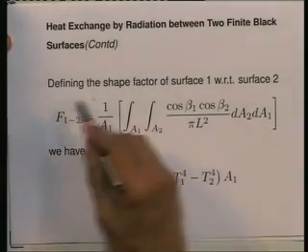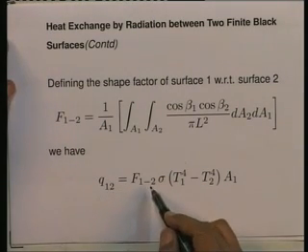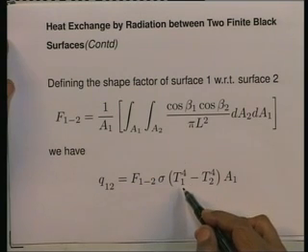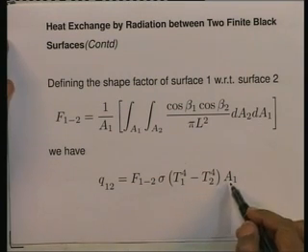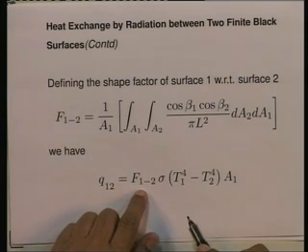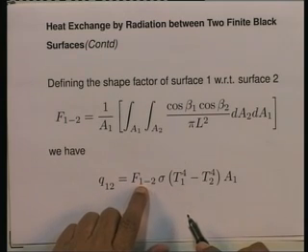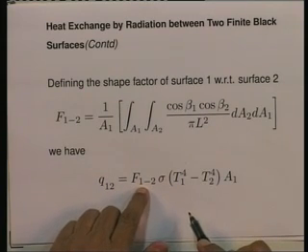If we use this definition of shape factor, our expression for q 1 to 2 becomes q 1 to 2 is equal to F 1 to 2 sigma (T 1 to the power of 4 minus T 2 to the power of 4) into A 1. Now, notice again how we have defined F 1 to 2. F 1 to 2 is the shape factor of surface 1 with respect to 2, and we have defined it in such a manner that it represents the fraction of the radiation emitted from 1 which is intercepted by 2. Note that the definition is not just some arbitrary definition, we have defined it in that manner.